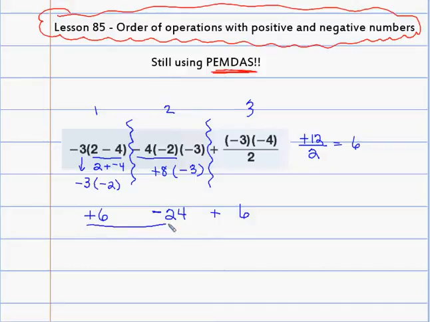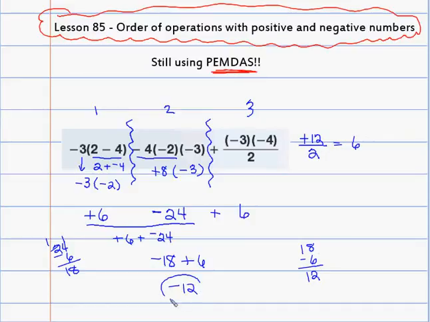And I work this left to right. Positive 6 minus 24. So I can add positive 6 plus a negative 24. So I'm going to end up with 24 minus 6, 18, and it needs to be negative. Negative 18 plus 6, so again opposite sign, so I would subtract them, and my sign would be negative, so the answer to this long expression is negative 12.